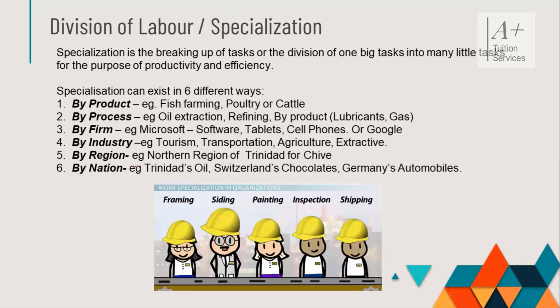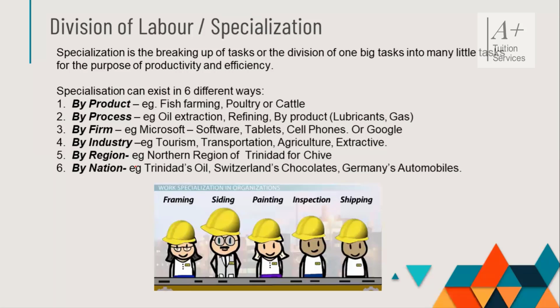We specialize by firm. For example, Microsoft deals with software, tablets, and cell phones, or Google. By industry, we have the tourism industry, transportation industry, agricultural industry, and the extractive industry, which is the primary industry that deals with getting resources off the earth to use. Then we specialize by region, for example, the northern region of Trinidad, or by nation, for example, Trinidad's oil, Switzerland's chocolate, and Germany's automobiles.